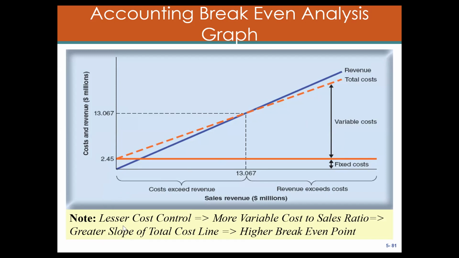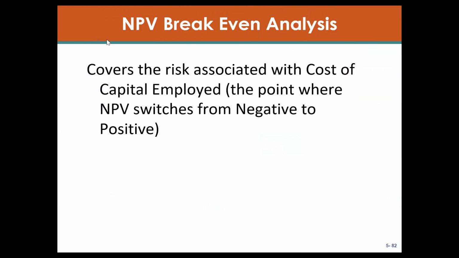Note over here that lesser cost control means more variable cost to sales ratio. And if there is a more variable cost to sales ratio, what happens? Your total cost line goes up. If it goes up, your break-even point goes up. Remember that, higher break-even points. So it all depends upon your variable cost ratio and your contribution margin ratio.